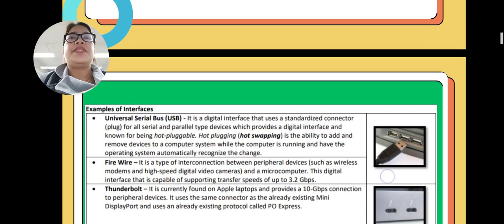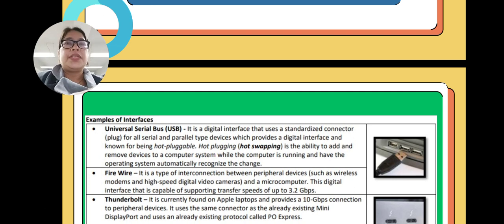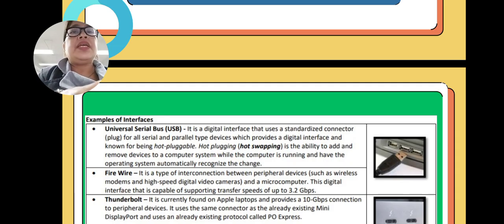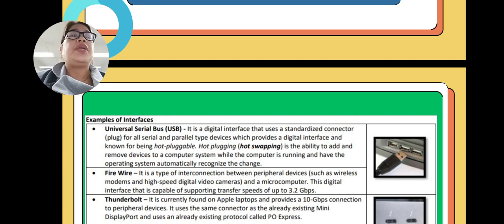Here are examples of the interfaces. First is the Universal Serial Bus. It is a digital interface that uses a standardized connector or plug for all serial and parallel type devices, and it is known for being hot pluggable, or hot swapping. As you can see in the picture at the right side, the universal bus can be used in many ways.